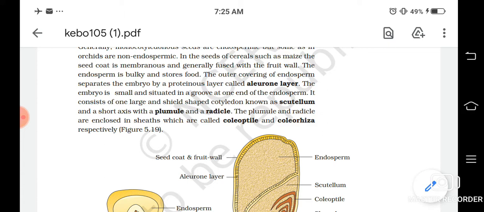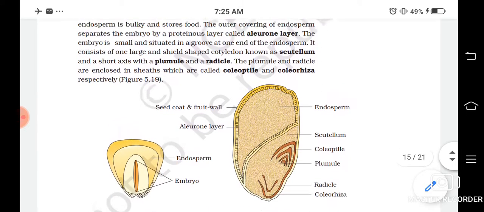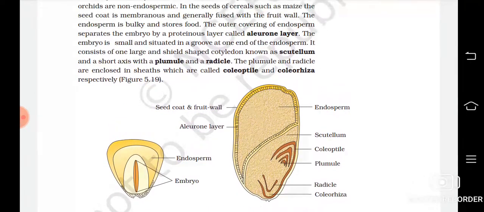And you can see it is one cotyledon. Only one cotyledon is there. That cotyledon is known as scutellum. Okay, what is it? Scutellum. Understood? Endosperm and the embryo are separated by the aleurone layer, and there is only one cotyledon that is known as the scutellum. Okay, and there will be a short axis, that means the embryonal axis, with a plumule and radicle.